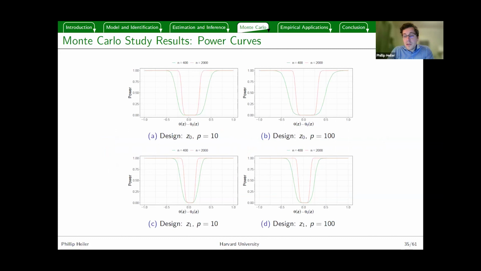In terms of power, you get a very typical power curve with one exception. Here the null is true at 0, and as you go away from it, the true parameter is further away from what you're testing.